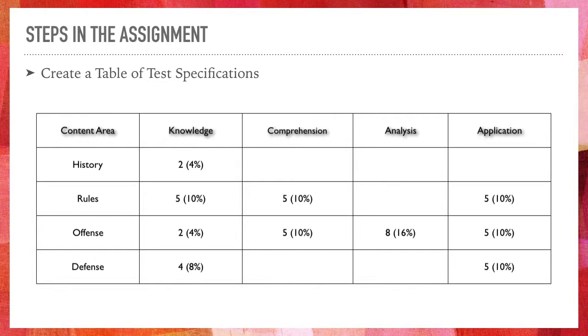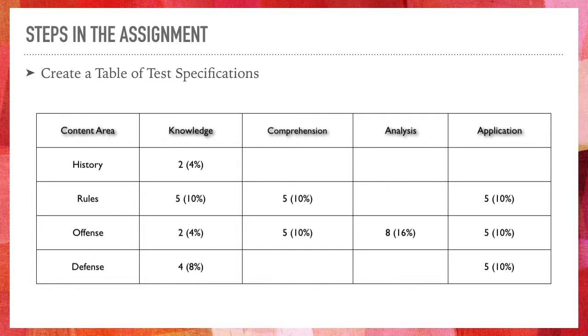So you have your content area, you have your types of questions that you're going to ask. You're going to list how many questions in each one of those areas you're going to have, in addition to the percentage or the emphasis covered in those particular areas. So you develop this table of test specifications to really provide the basis or the guidelines for your final test.